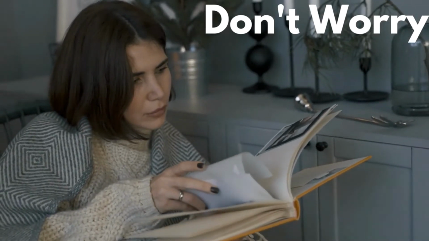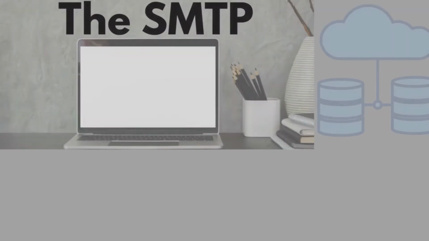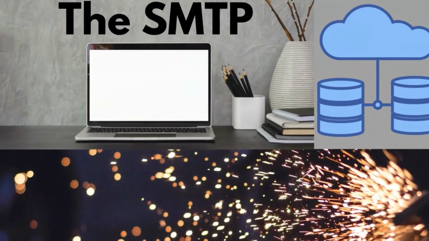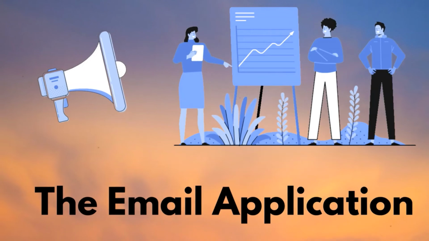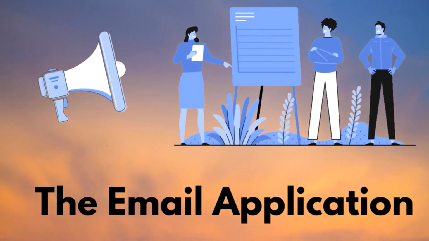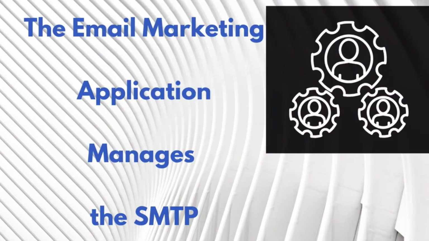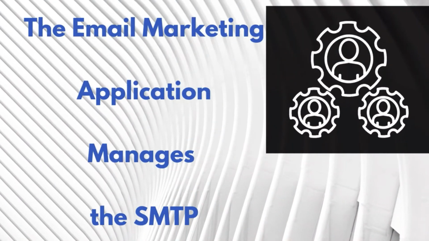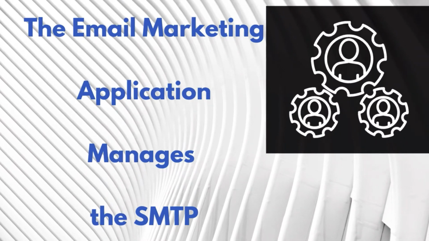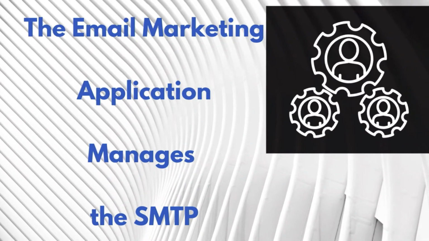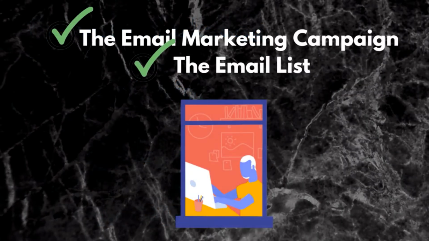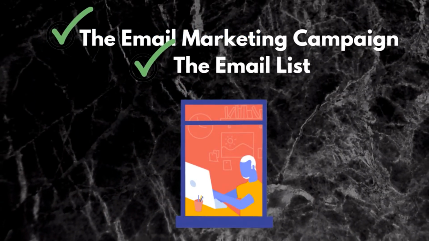Remember, we established earlier that the email marketing system consists of two parts, the SMTP server and the email marketing application. And we have just finished looking at what the SMTP server is. The second part of the email marketing system is the email marketing application, where you manage the SMTP, your email marketing campaigns, and also your email list.